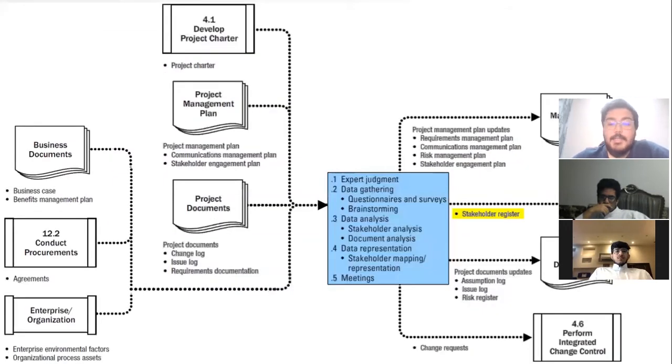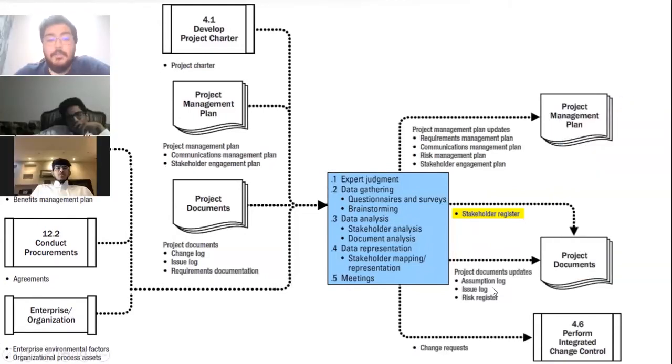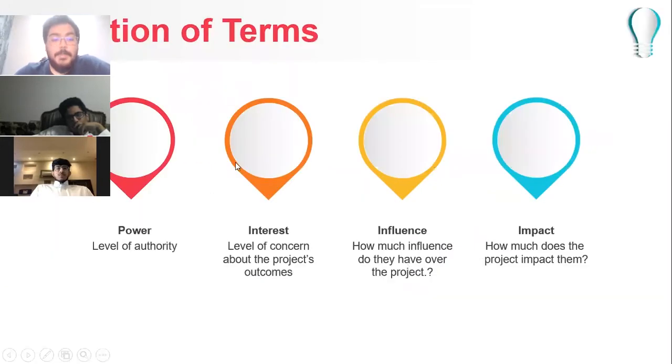This chart represents again the inputs, the outputs, and also the techniques for our process, which is stakeholders. As you see here, on the left-hand side we see the inputs, in the middle, in the blue box, are the techniques, and on the right-hand side we see the outputs for our techniques. Okay.